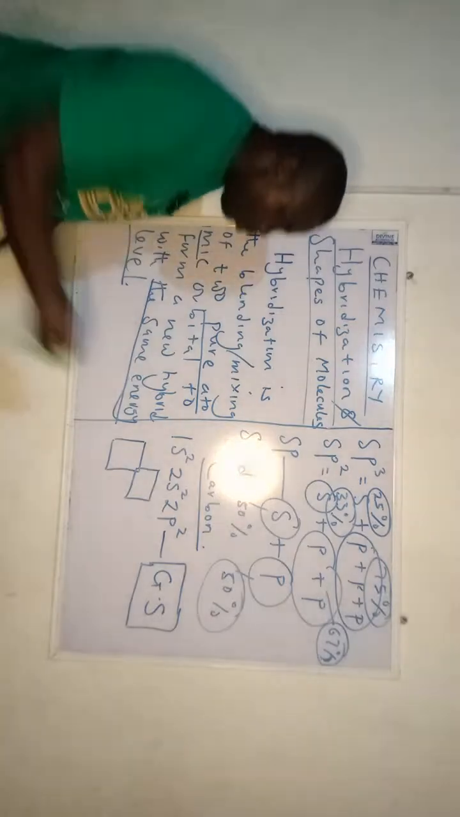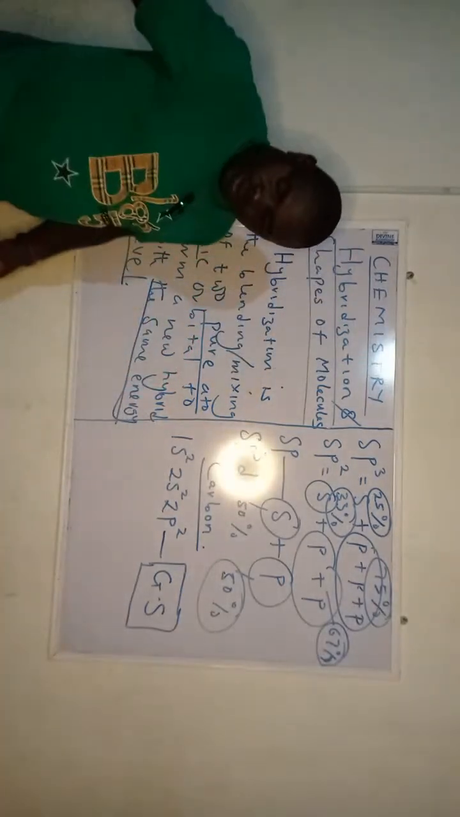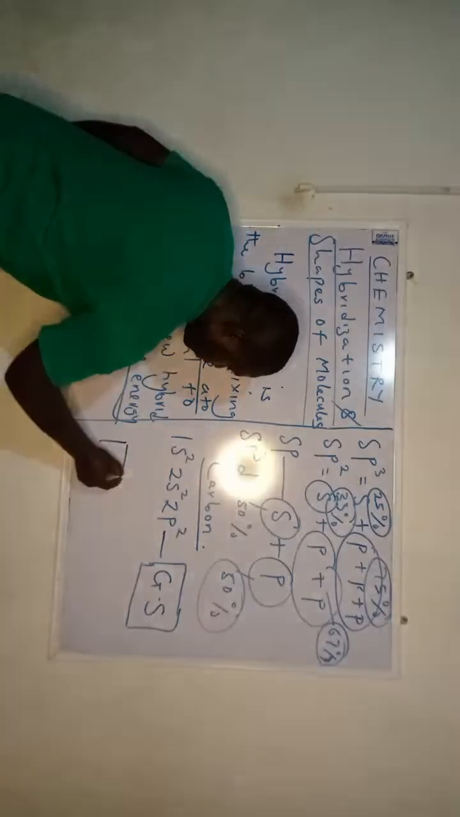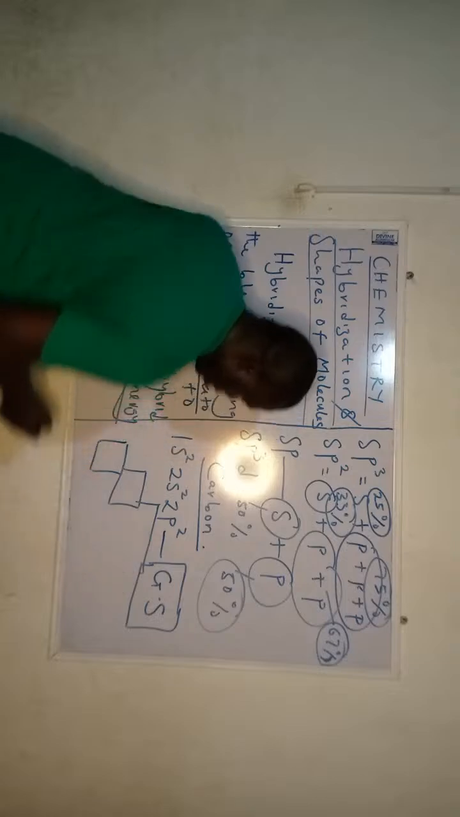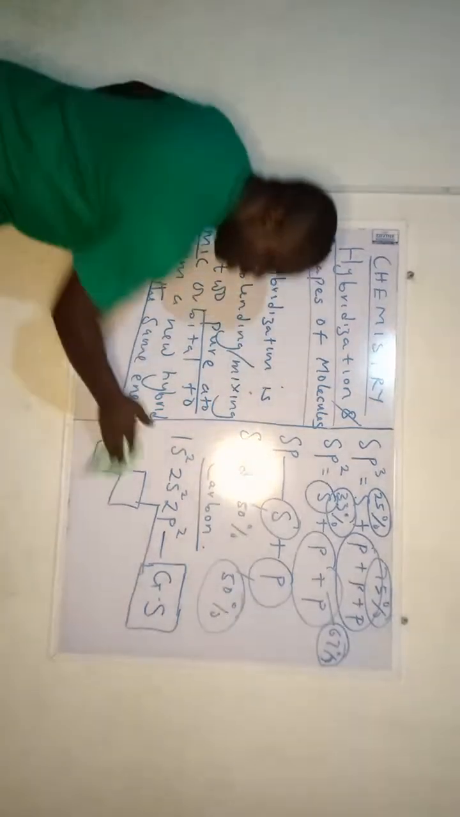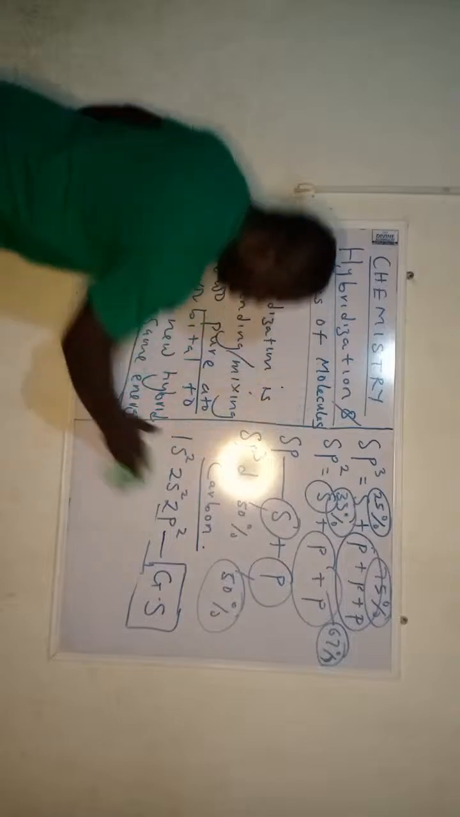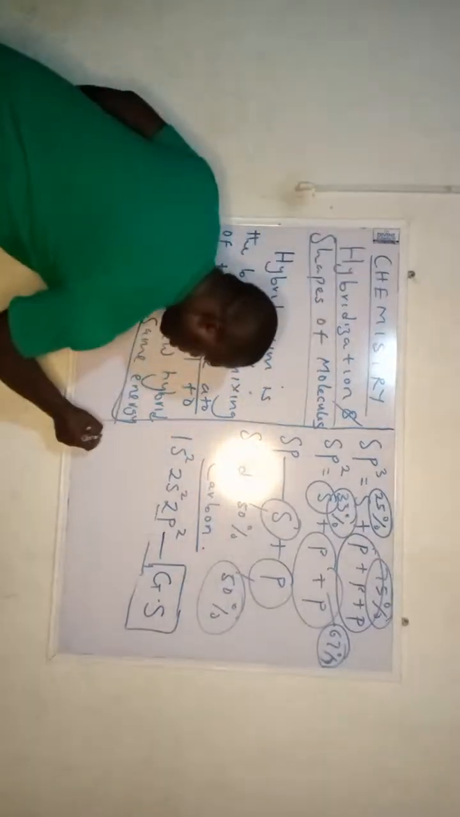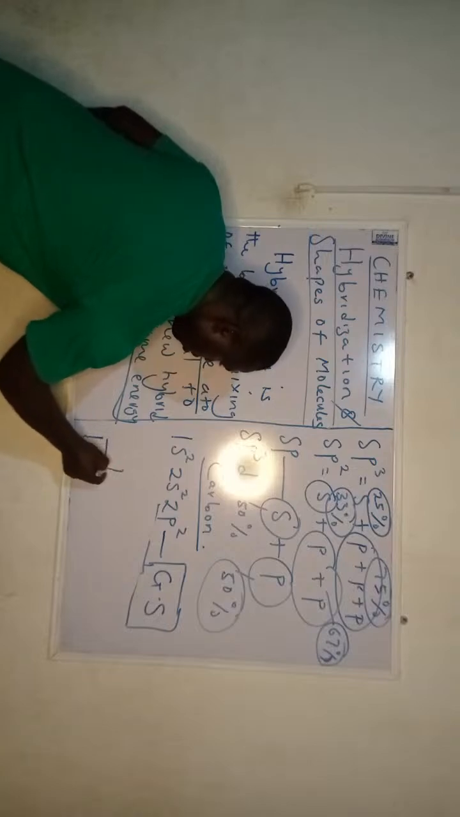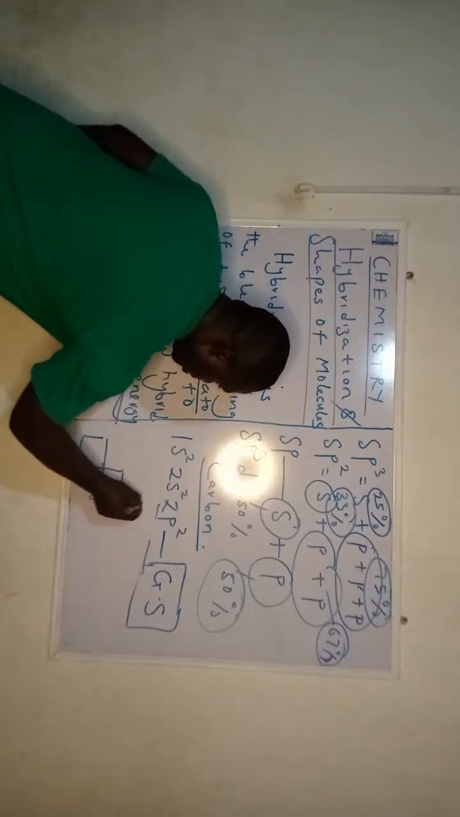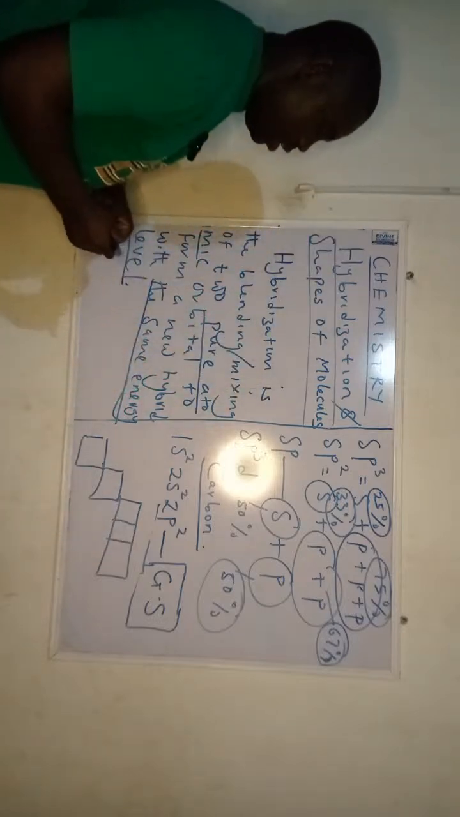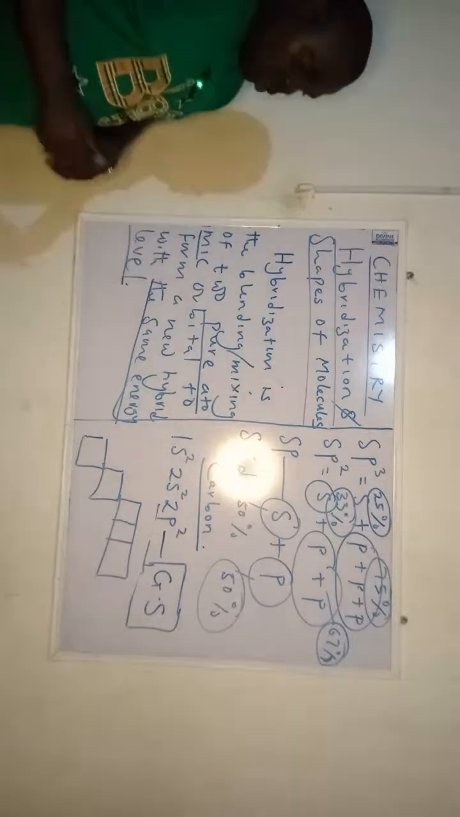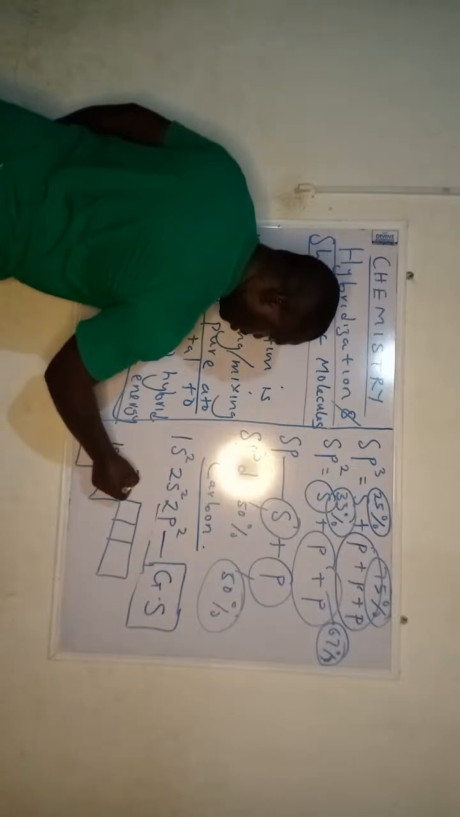Let me put it well. So we have, oh no, what's this? I'm trying to give a space. Okay, this is better. Yes. Okay. I want to explain this now. 1s, 2s.